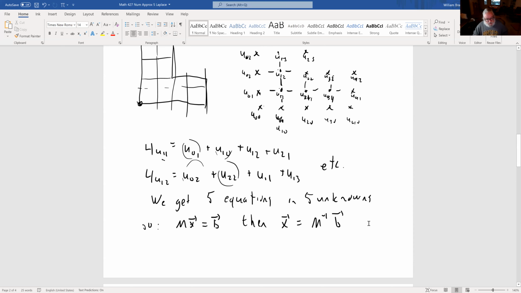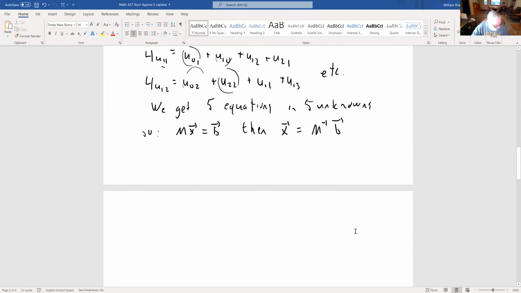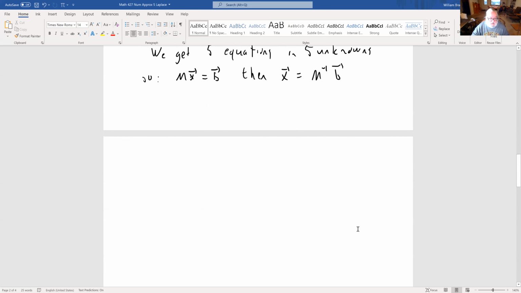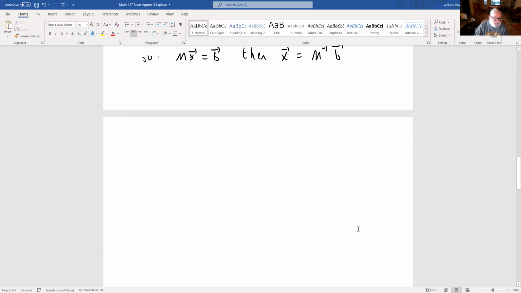That gives you an answer, but on the other hand, if M is large, I mean, if you got 5 equations and 5 unknowns, that's not a big deal. If you have 5 million equations and 5 million unknowns, getting a computer to do the matrix inverse is really kind of unpleasant. So what we'll do instead is an iterative scheme.